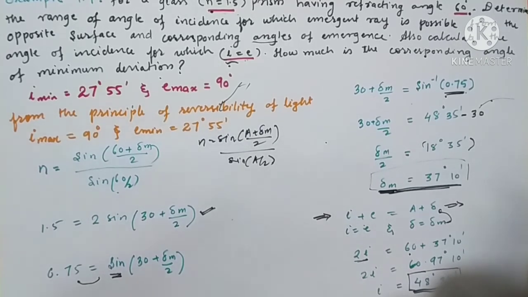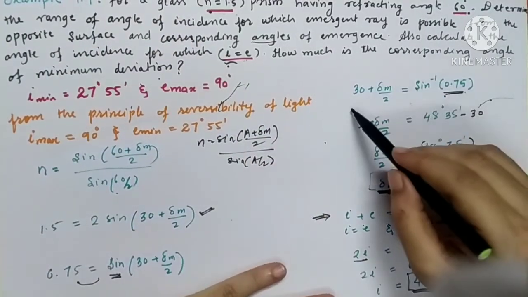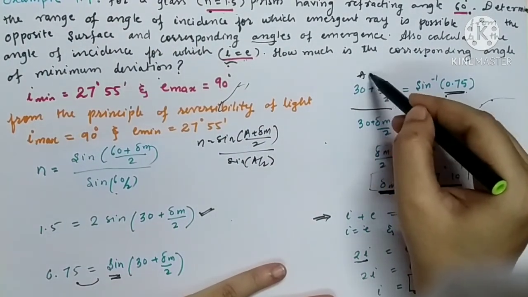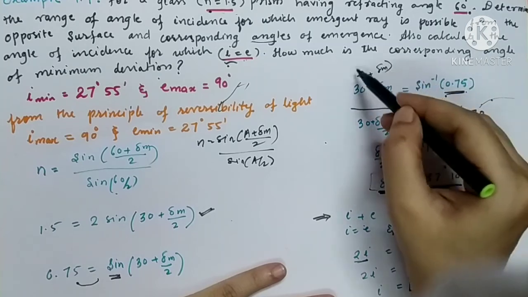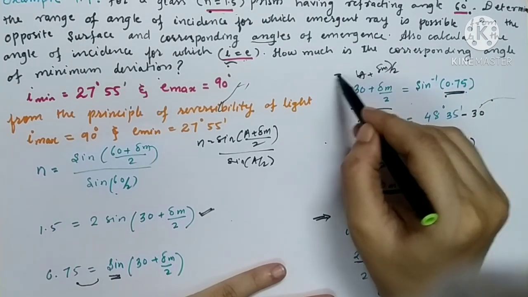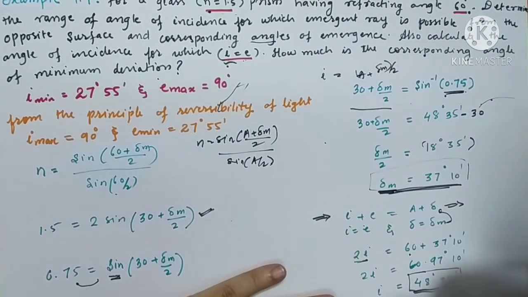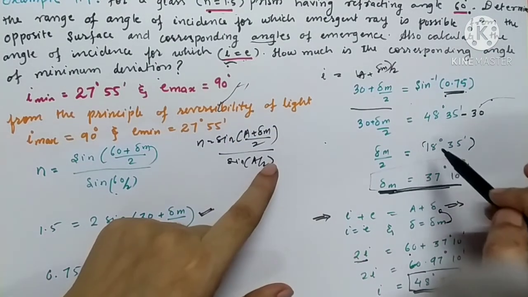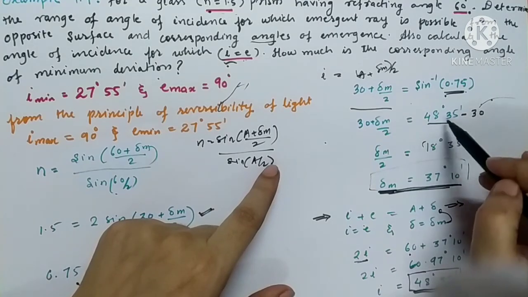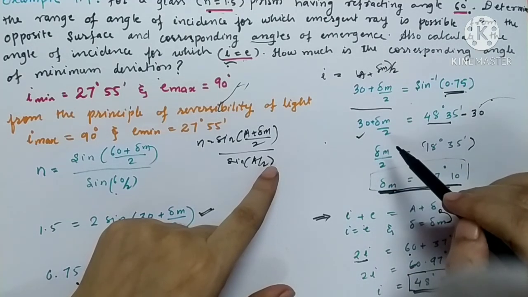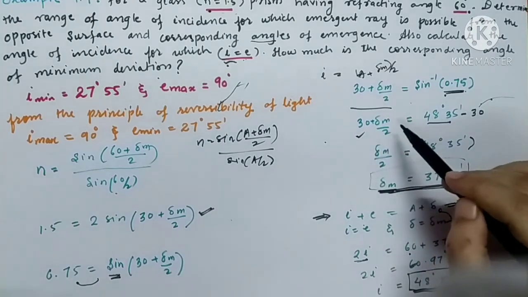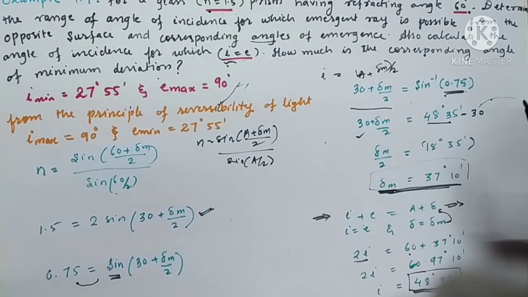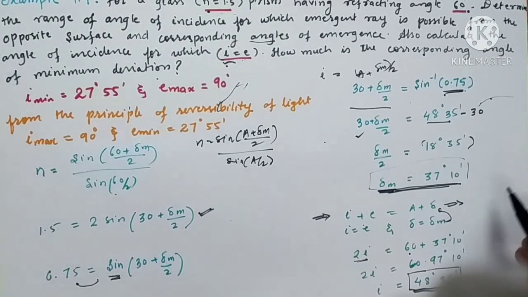Although you can get this value from here only, because this angle is nothing but (A plus delta m) upon 2, and we all know that this value is equal to the angle of incidence. So you can directly write this value as 48 degree 35 minutes when you say that I is equal to 30 plus delta m by 2. Or you can calculate it out. It is 48 degree 35 minutes.